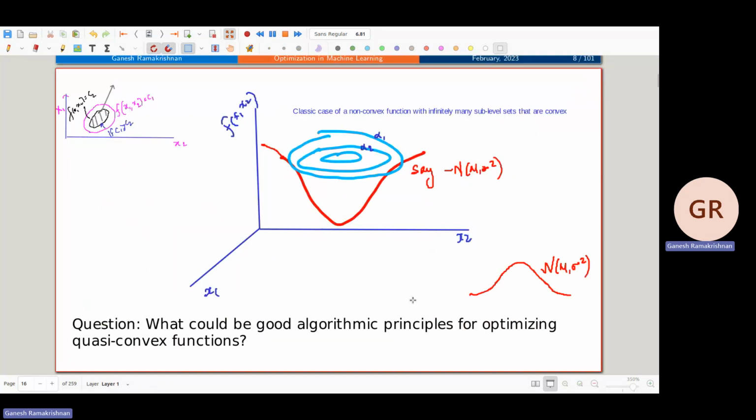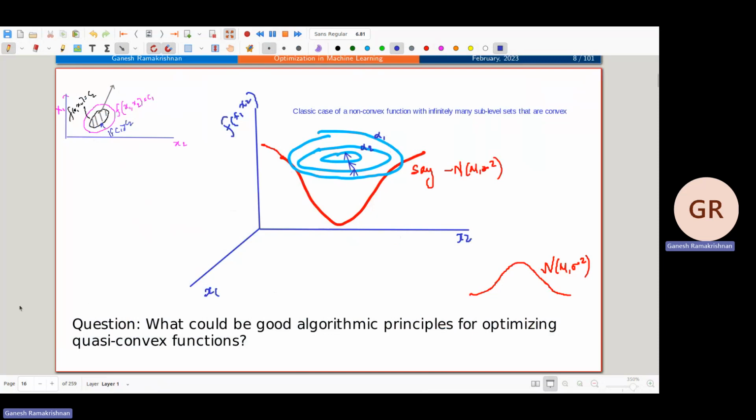So this brings me to the next question. Same thing I'm trying to show here. All right, you have this negative Gaussian, and I'm saying, what if I look at these concentric circles and have some kind of a trajectory for moving from one circle to the other? Something like this. Okay, and that can be connected to the notion of a supporting hyperplane. So what could be good algorithmic principles for optimizing?